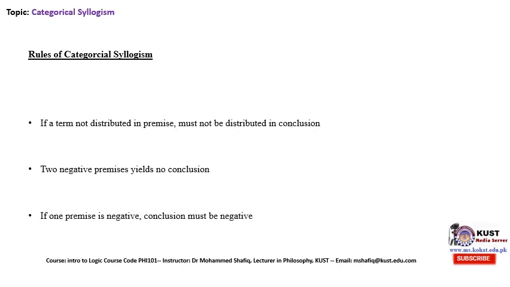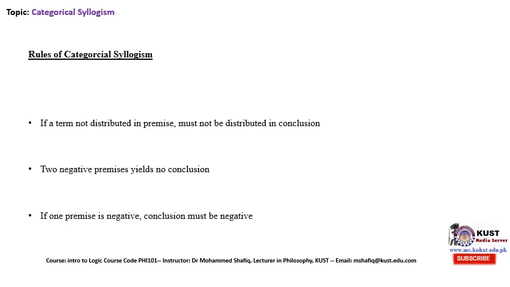The next rule, rule number 4, says that in a categorical syllogism, if a term is not distributed in a premise, it must not be distributed in the conclusion. And what does it mean? No term must be distributed in the conclusion if it is not distributed in the premise which contains it. If a major term is undistributed in the major premise, it cannot be distributed in the conclusion. Similarly, if a minor term is undistributed in the minor premise, it cannot be distributed in the conclusion.